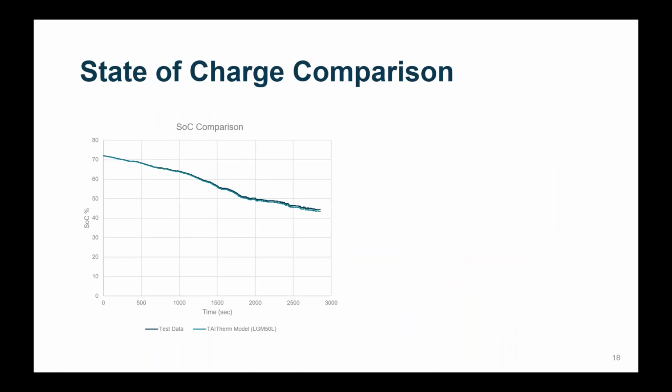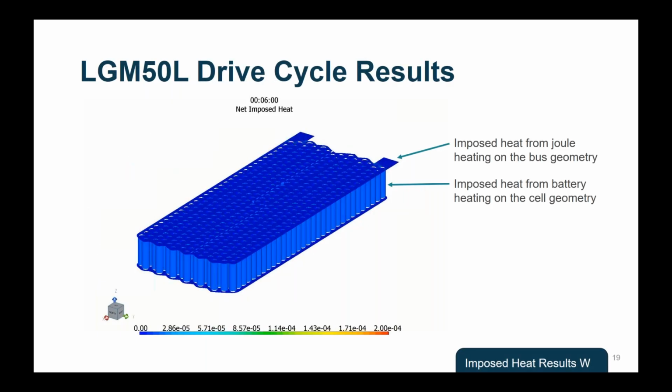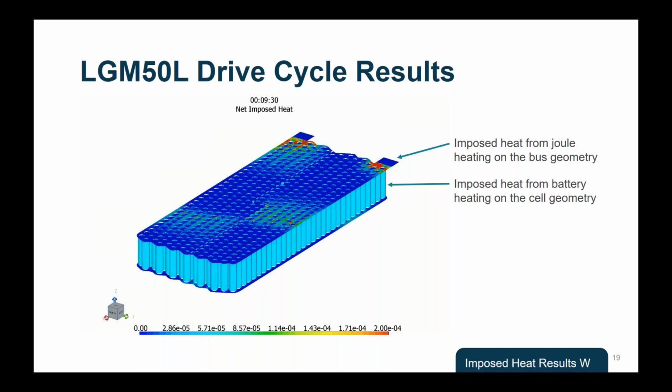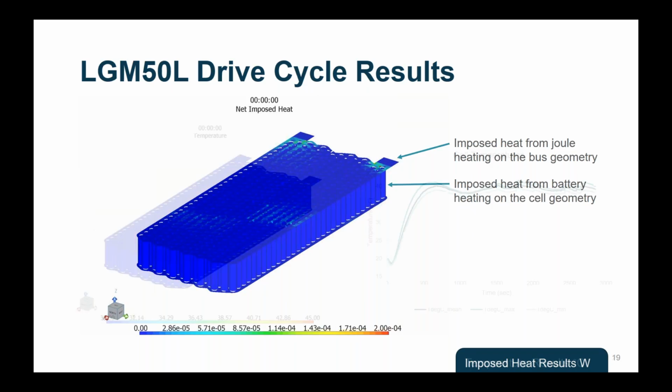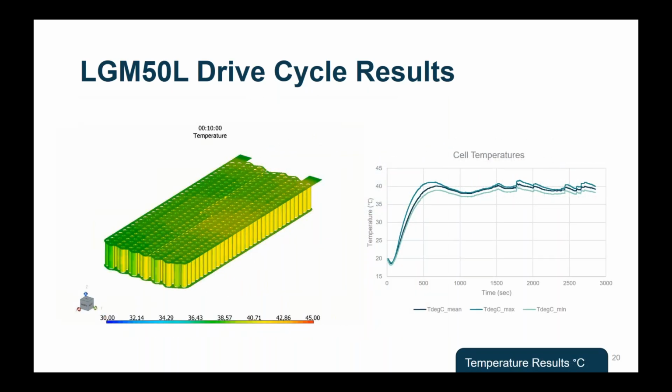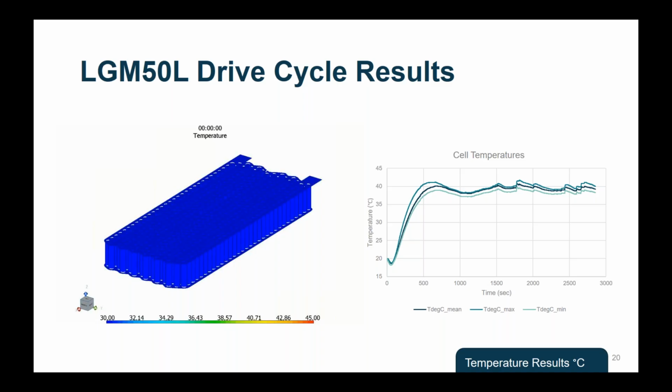Since the battery pack in the vehicle was a different total capacity than the pack that we're looking at, we scaled the current so that the state of charge in an individual cell was the same. And looking at drive cycle results, we can see the imposed heat in this animation, both from joule heating in the bus bars and from the battery heating on the cells. And then we can also look at temperatures, including the mean temperature of the battery cells in the pack over time, as well as the maximum and minimum temperatures.